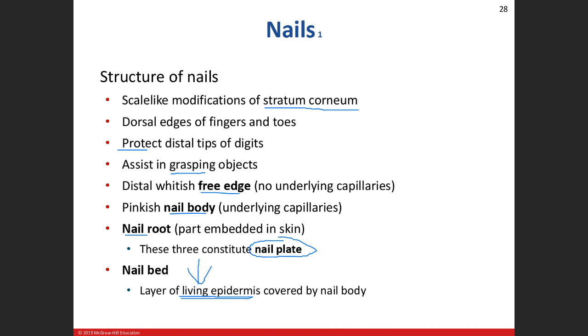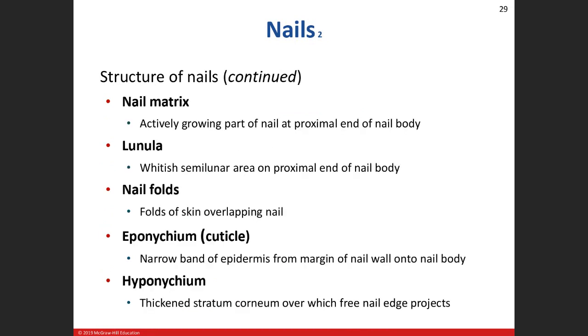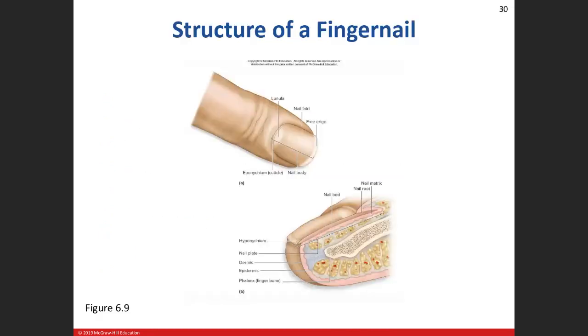I can't say that enough, because those cells are alive, so those cells don't have what inside of them? Keratin. Keep that in mind. The nail bed is made up of living epidermis. If it was dead, it'd have keratin. All of this looks familiar, right? Let me just show you this on a picture.